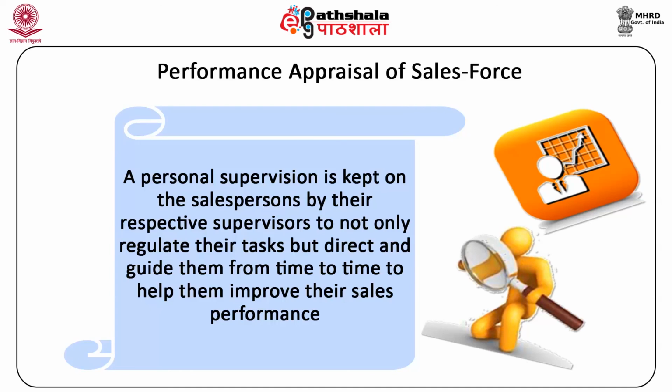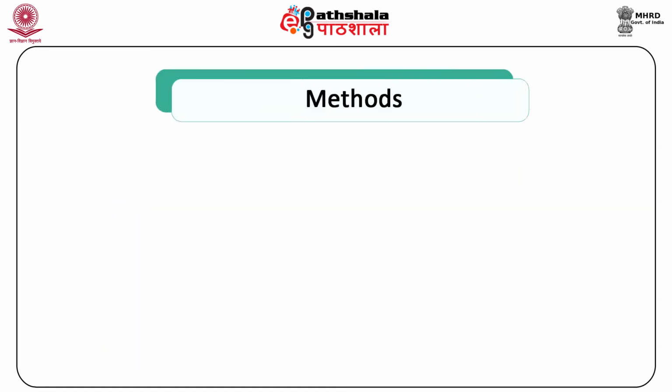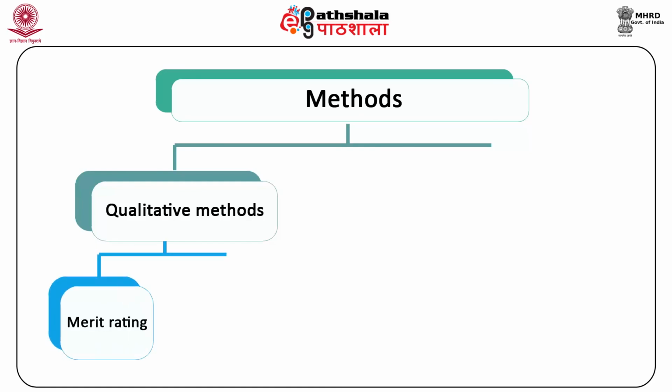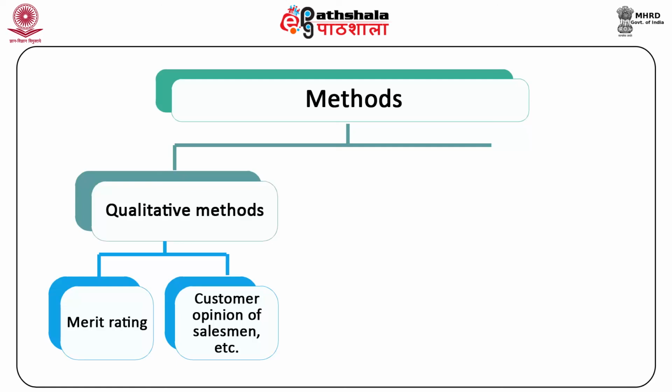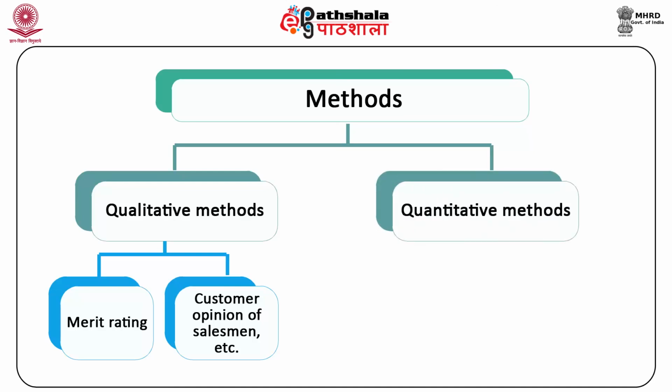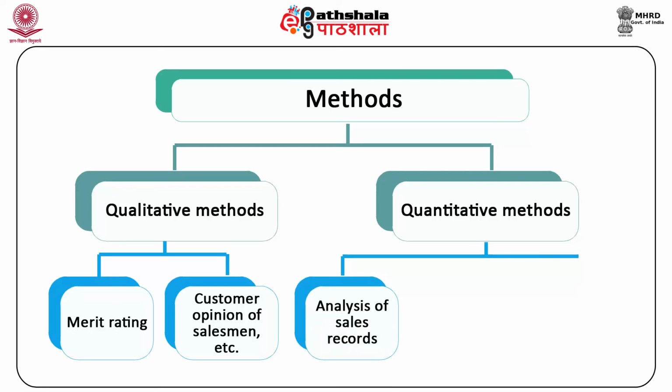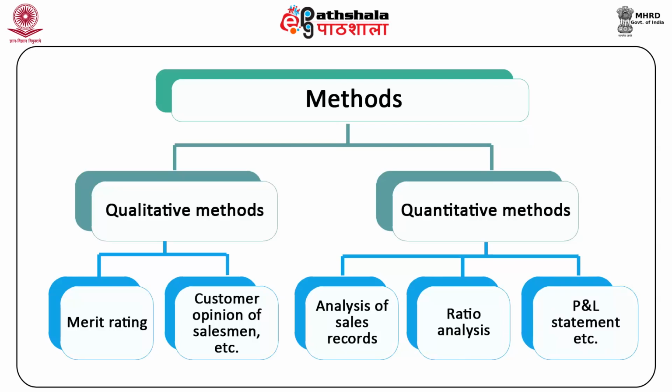In spite of various problems, subjective and objective, sales experts have developed their own methods of performance appraisal. These methods have been categorized into: 1. Qualitative methods, merit rating, customer opinion of salesmen, etc. And second, quantitative methods, analysis of sales records, ratio analysis, P&L statement, etc. It is expected that these appraisal methods, if employed effectively, can help in strengthening the relation between supervisor and subordinate.